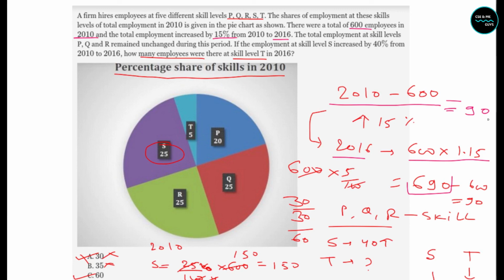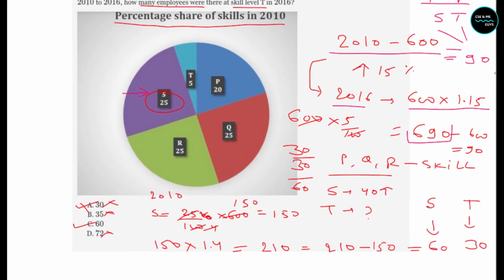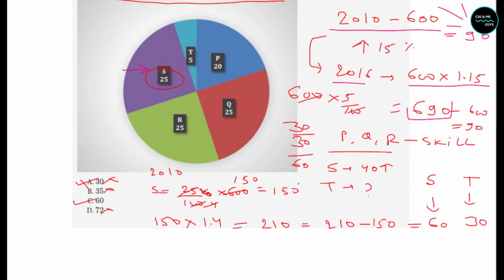We need to find that total employment skill level of P, Q, R remain the same. So they are saying P, Q, R remained the same and the increase was in S and T. So the 90 people which increased went to skill level S or T. Need to find out for S. So we found that there were 25% of people working in 2010. So 25% of 600 gives us the number of people as 150.